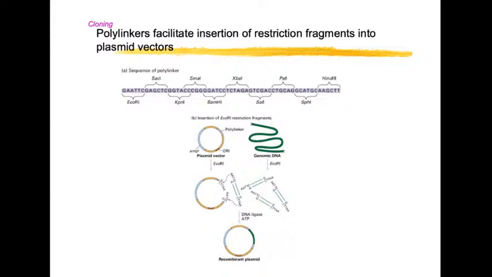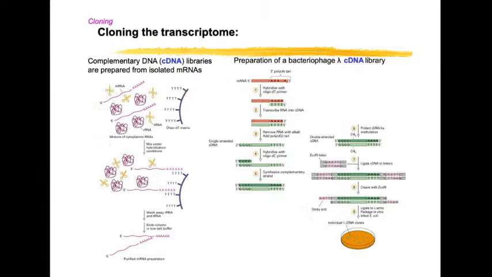Yeah, we did this part. Now there are polylinkers. What we are talking about here is a little bit of advanced cloning. We have polylinkers, so we can cut a DNA strand with multiple restriction enzymes like EcoRI, SacI, KpnI, SmaI, BamHI, XbaI. Then we insert E. coli restriction fragments into the plasmid vector with the help of the polylinker. Then you have other genomic DNA, and you insert it into this part with the help of DNA ligase. Then you also have another recombinant plasmid.